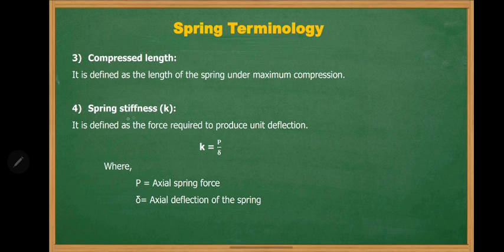Next is spring stiffness, which is denoted by small k. It is defined as the force required to produce unit deflection, or it is the ratio of force per unit deflection, where P is the axial force and delta is the deflection of the spring. The unit of force is Newton and deflection is measured in mm. So the unit is Newton per mm.